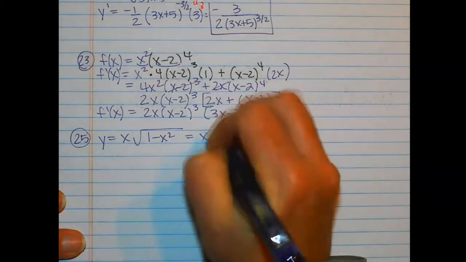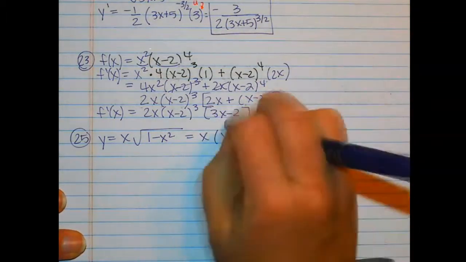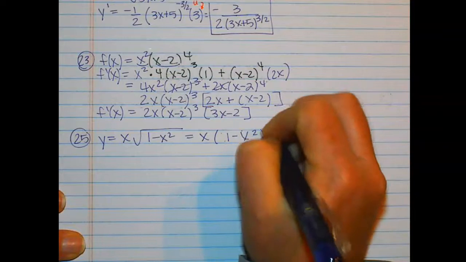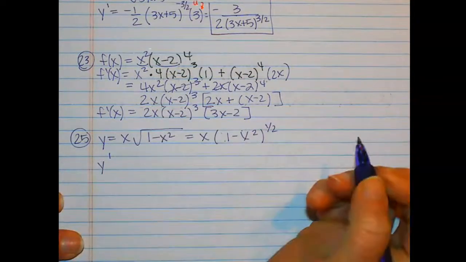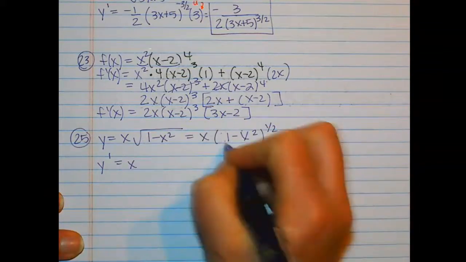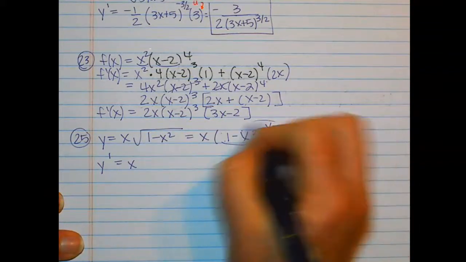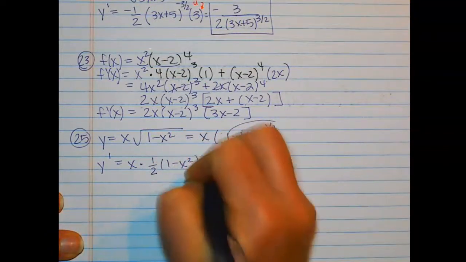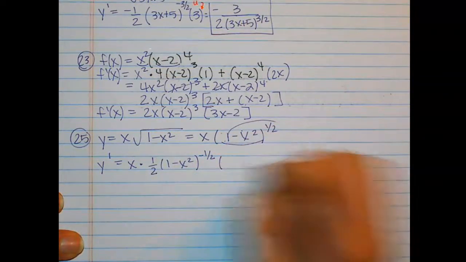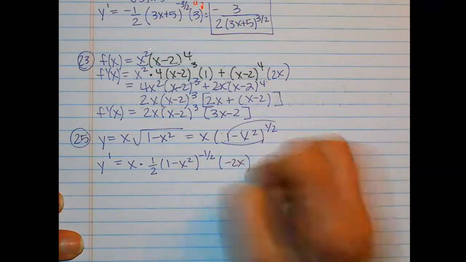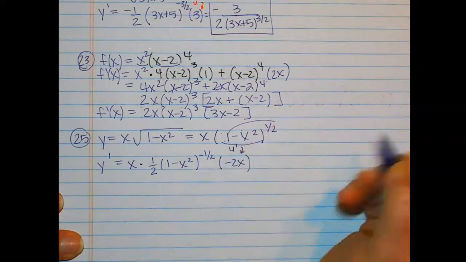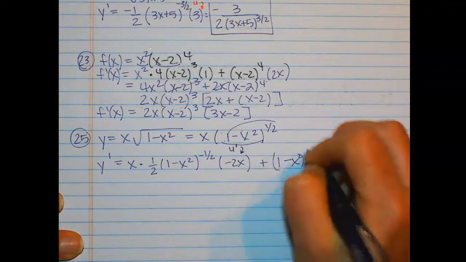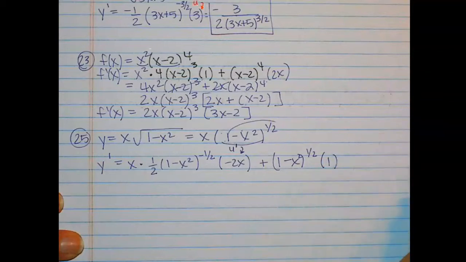I'm going to rewrite it. I prefer to have the right problem down, but I also prefer to have 1/2 as a power. So y prime is going to be first. Derivative of the second is this whole second right here. Is going to be 1/2, 1 minus x squared to the negative 1/2 times derivative of the baby, which is negative 2x. So this is the u prime here. Plus 1 minus x squared to the 1/2 times derivative of x is 1.